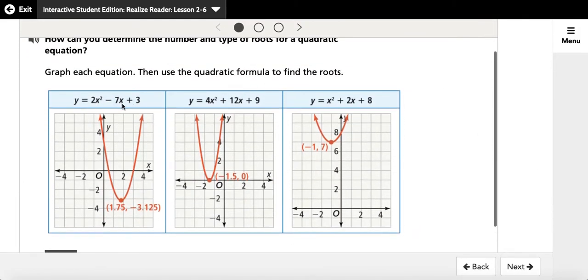Here's a quadratic equation that goes through the x-axis twice, so it has two roots. Here's one that touches it right at the vertex, so it has one real root. And here's one that doesn't touch the x-axis at all, therefore it has two imaginary roots because it never crosses; it has no real roots.